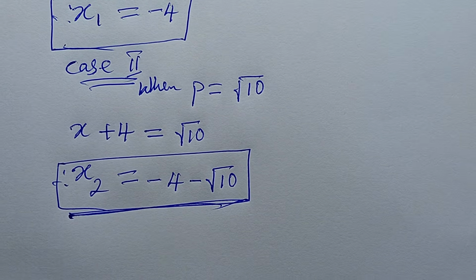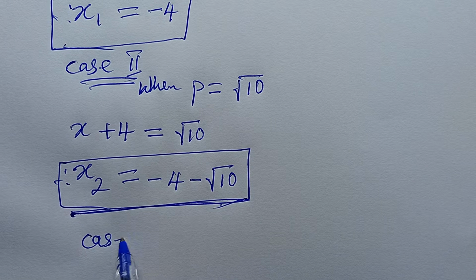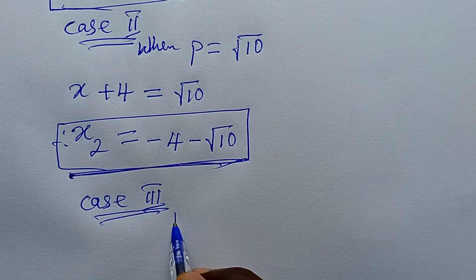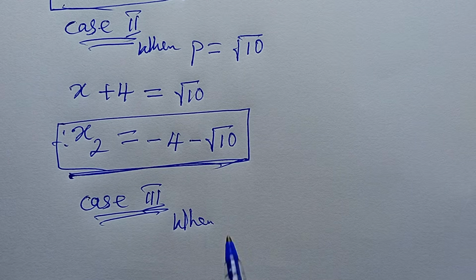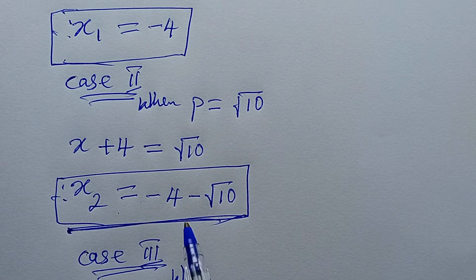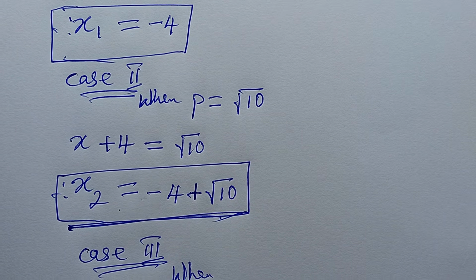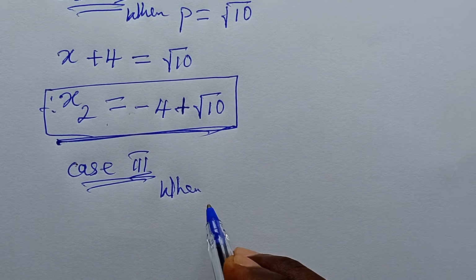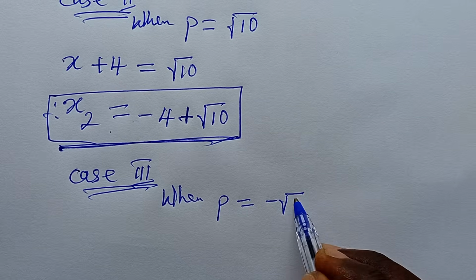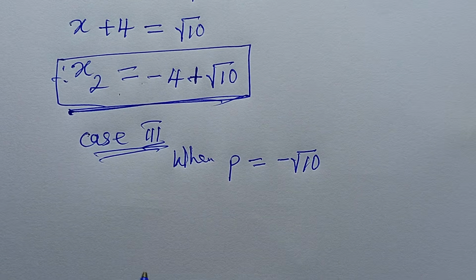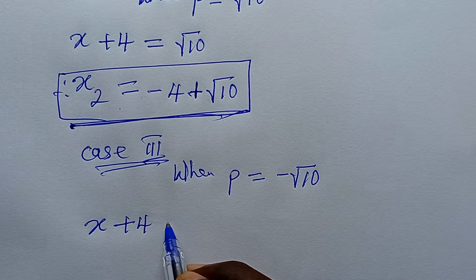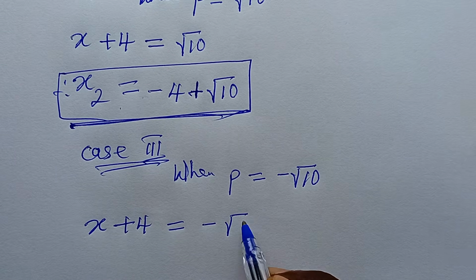All right, so we have our case 3. This is now when, what am I doing here? We'll move this to this side. This is going to give us positive. Please pardon. Right, so when p is equal to negative root 10, we're going to have our equation again, x plus 4 is equal to negative root 10.